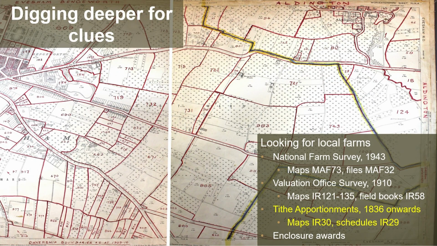The set at the National Archives is in IR 30, but there's usually 2 other maps created, and they're often held in the county archive as well. Alongside schedules setting out who owned and occupied the land, what the extent of that land was, and how much that land was worth. And those are in a set of records at the National Archives, IR 29.